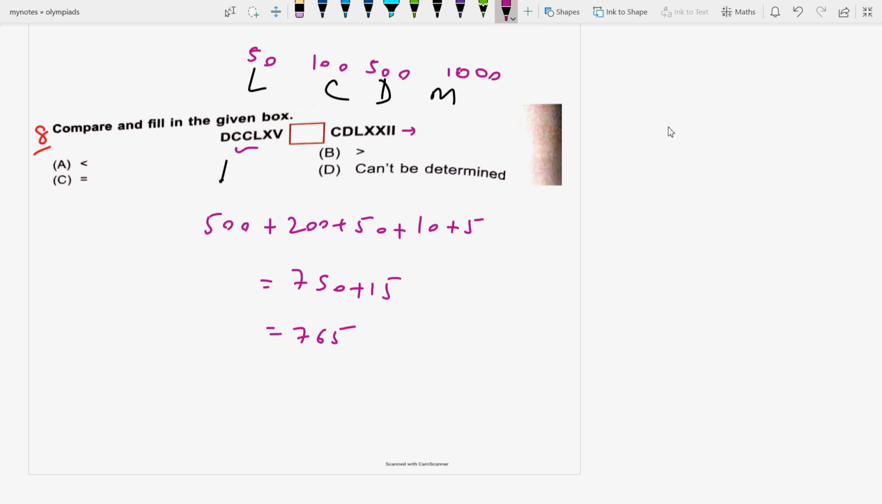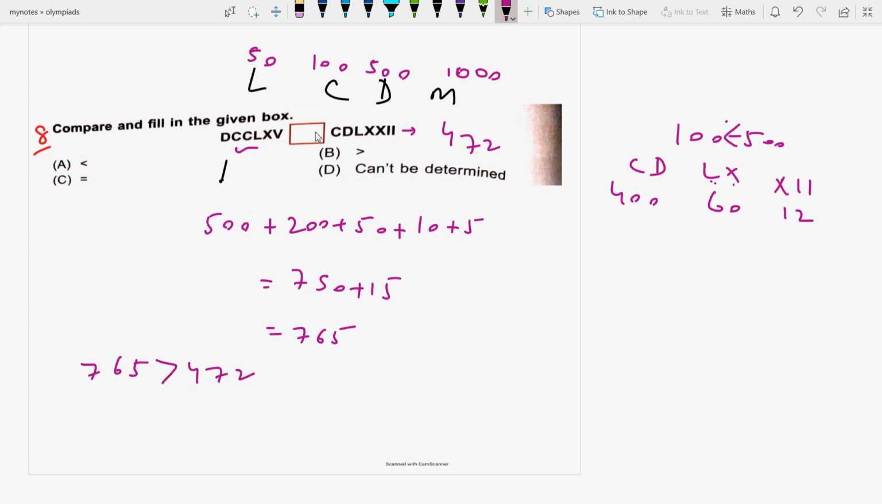Now again just calculate this. C is 100 plus CD, because C is less than D, so it will be 400. CD will be 400. LX is what? L is 50 and X is 10, so 50 plus 10 is 60, and then XII, this is 12. So it is 472. That means this 765 is greater than 472. So answer will be B option. Okay, just evaluate the values. B option.